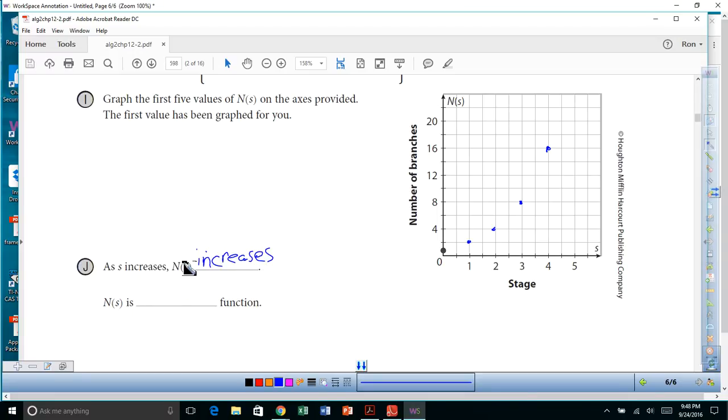Increases. All right. n sub s is an increasing function.